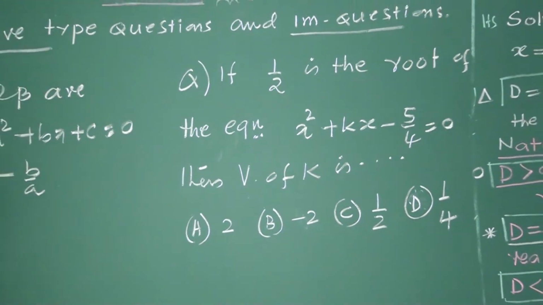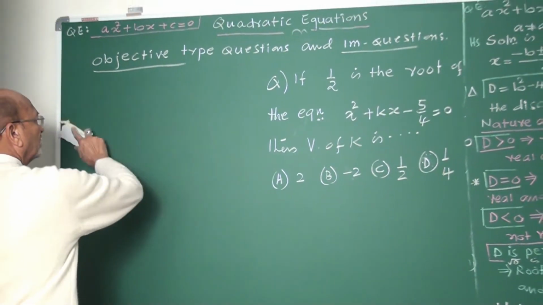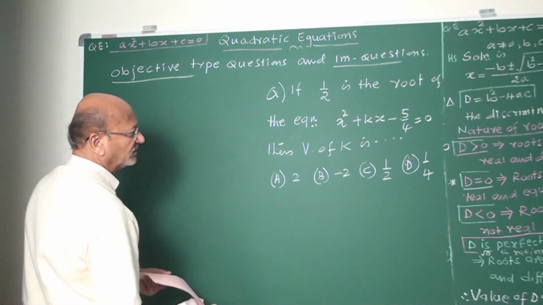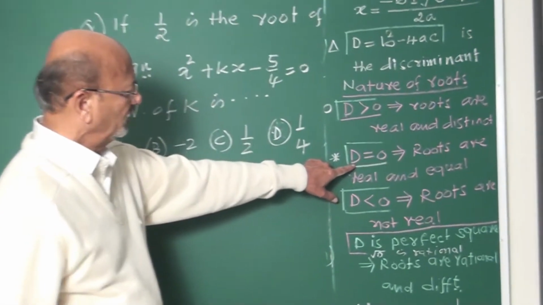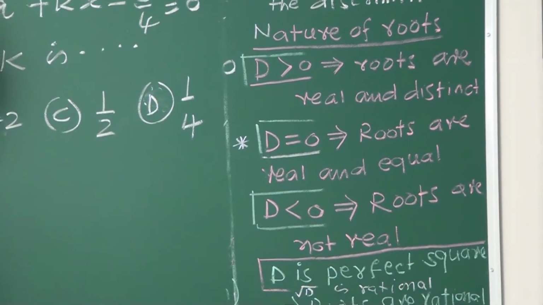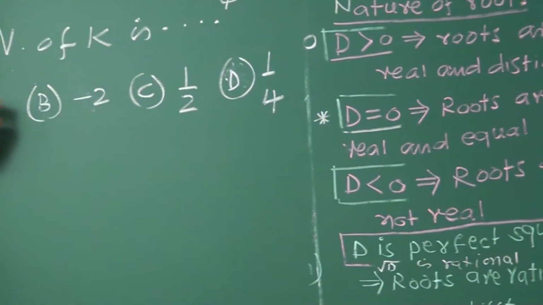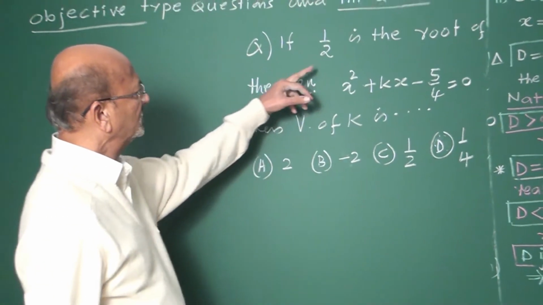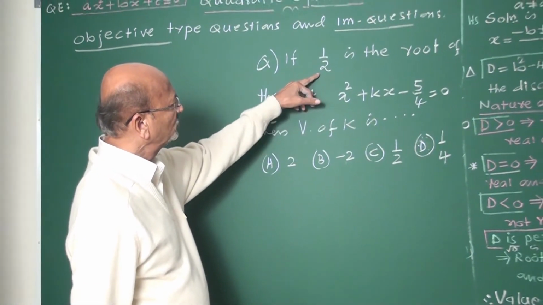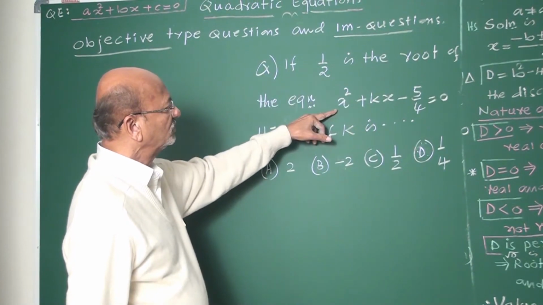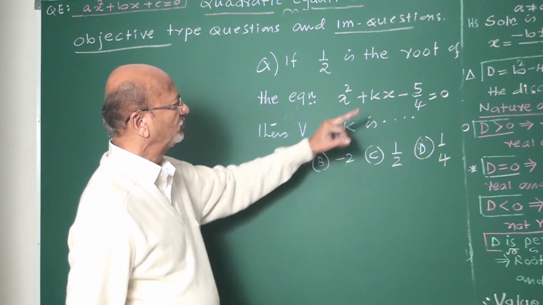If the roots of a quadratic equation are equal, then find the value of k. I have done that. When the roots are equal, discriminant D is 0. Based on this, I have done some examples to find the value of unknown k. This is slightly different. What is given? One root of this equation is given. When x equal to 1/2 is a root, it will satisfy the equation. Then you have to put x equal to 1/2 and get the value of k.